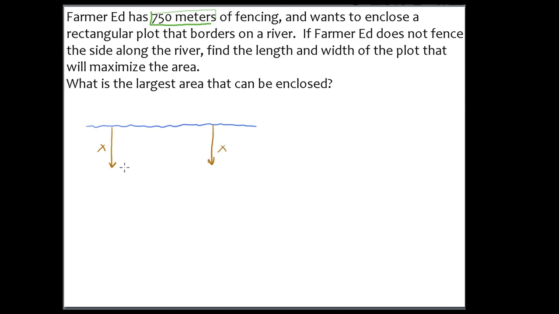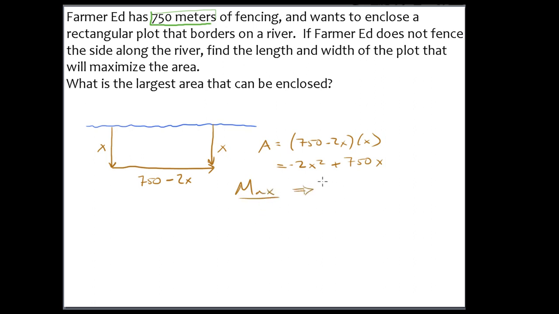So, the standard thing, and there's a drawing in the book that illustrates this, is you call this width x. And then your length here is going to be 750 meters of fencing minus these two widths, 750 minus 2x. So what's the area? Length times width is negative 2x squared plus 750x. And we're looking for the maximum, which means we need to find what point of this graph? The vertex, which means we're going to do x is equal to minus b over 2a, so we can do this without even getting calculus involved.